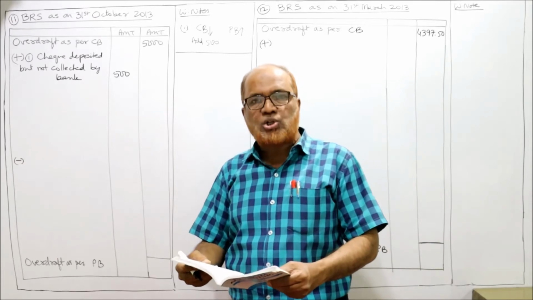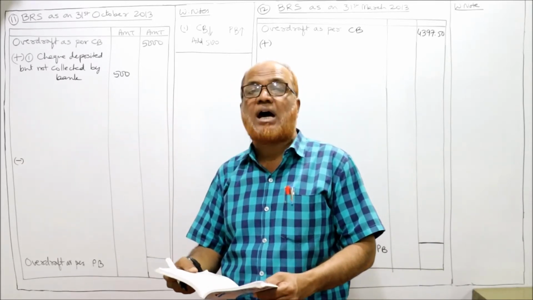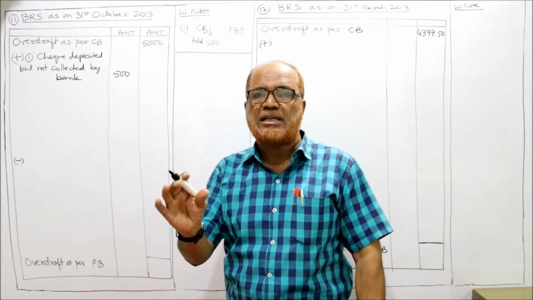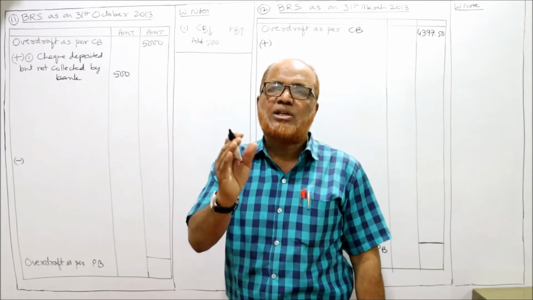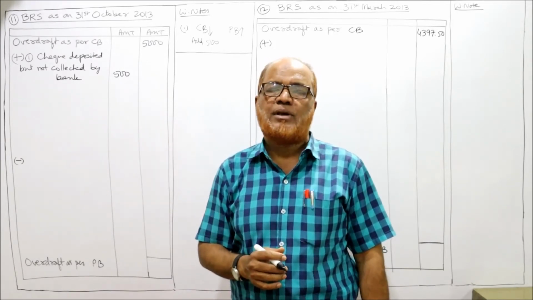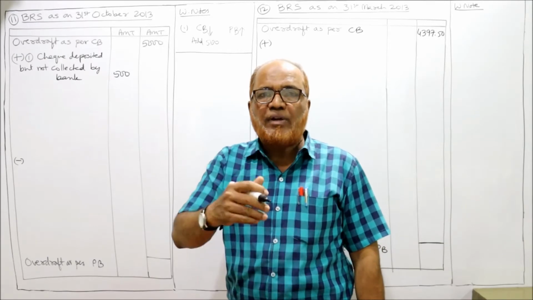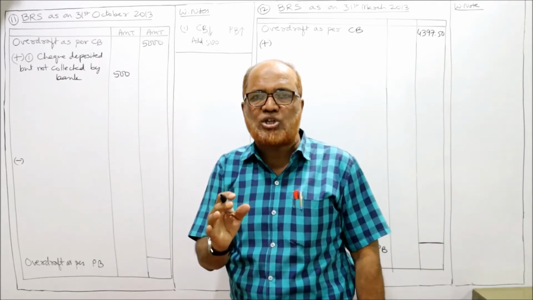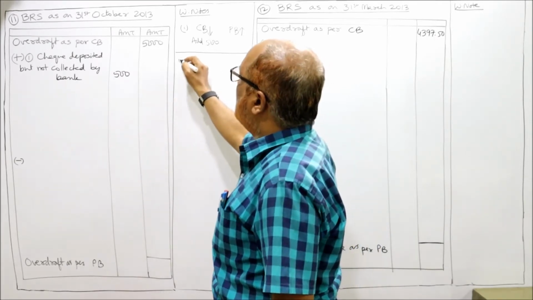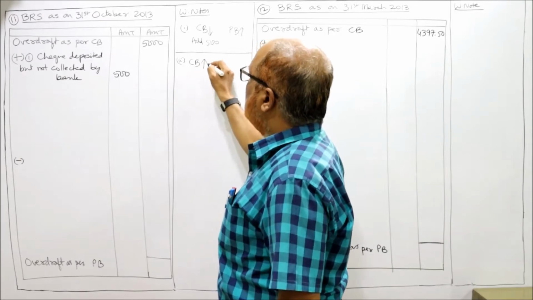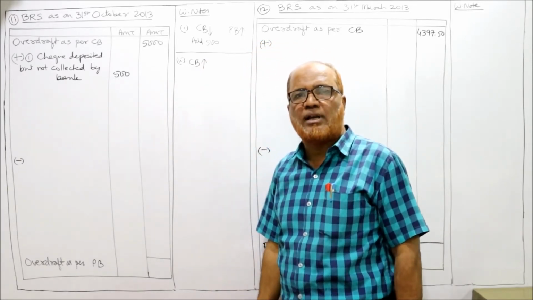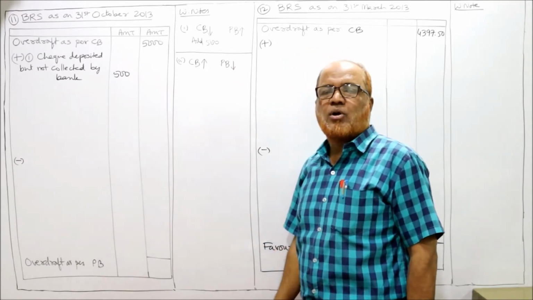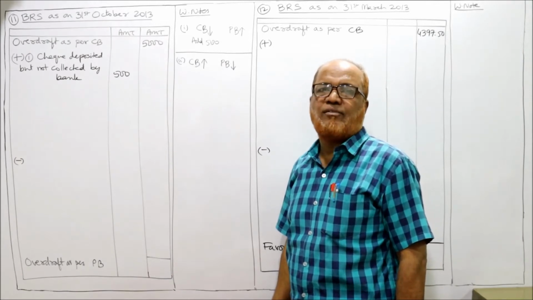Second, also checks of rupees 1,350 are yet unpaid. Unpaid means the checks are not presented for payment. We have issued the checks, and as soon as we issue a check, we record it in the cash book. So the cash book overdraft will increase. Passbook overdraft will still show a low balance because the checks are not yet presented for payment.